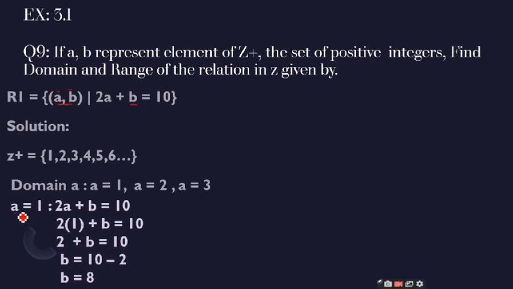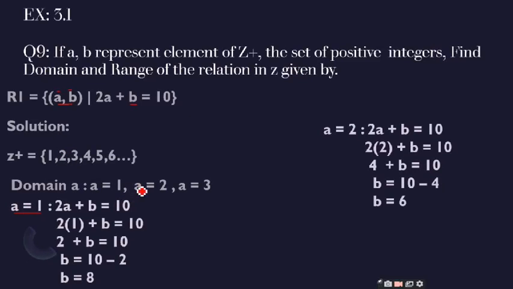First we take the first domain, which is A is equal to 1, and the equation is 2A plus B is equal to 10. So in place of A we write 1: 2 times 1 is 2, plus B is equal to 10. B is equal to 10 minus 2, which is 8. The first range is 8, B is equal to 8. B represents the range and A represents the domain.